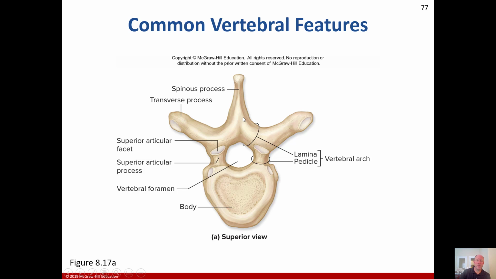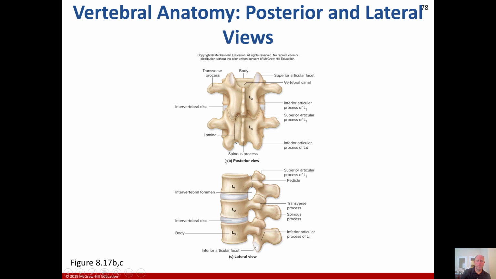Now this is looking at a thoracic vertebra. It's kind of like a giraffe from this angle. That's one way of identifying a thoracic vertebra. The spinous process is here, then we have the transverse processes out to the sides, because you're looking from above, right? And the superior articular facet, and the superior articular process, the vertebral foramen, our lamina of the vertebral arch, and our pedicle right here. And then we have our body, the body of that vertebra.